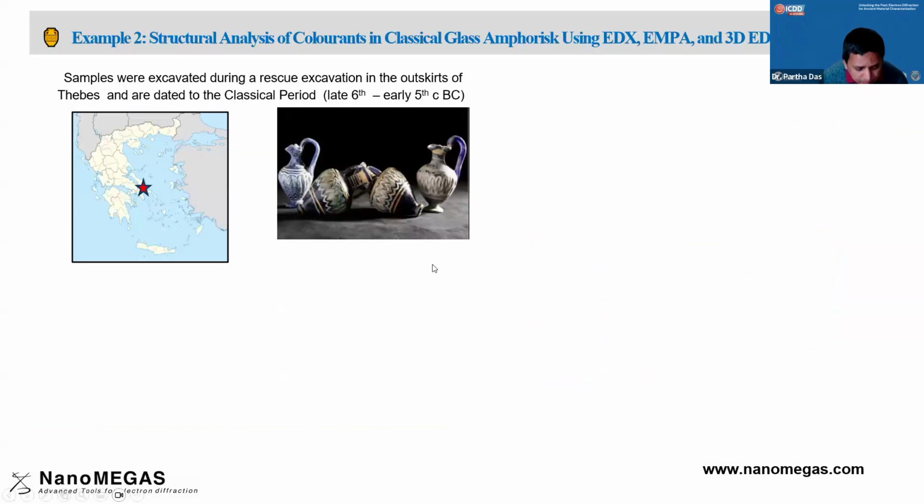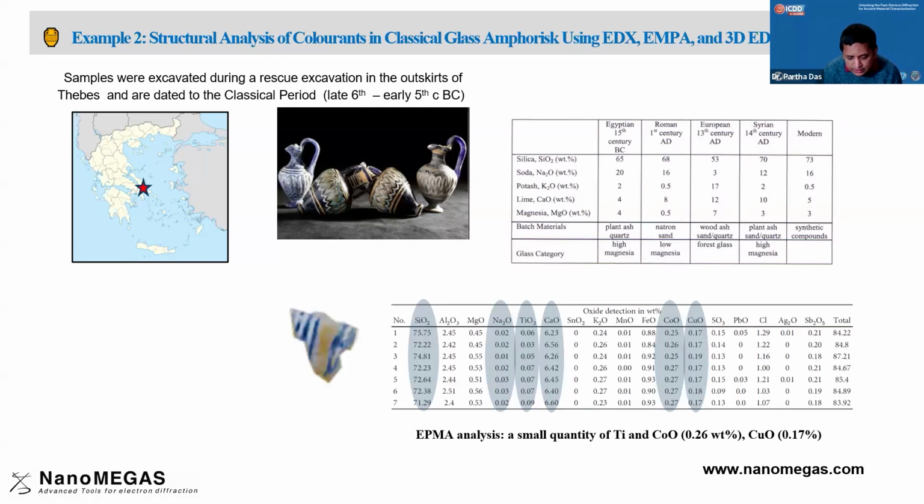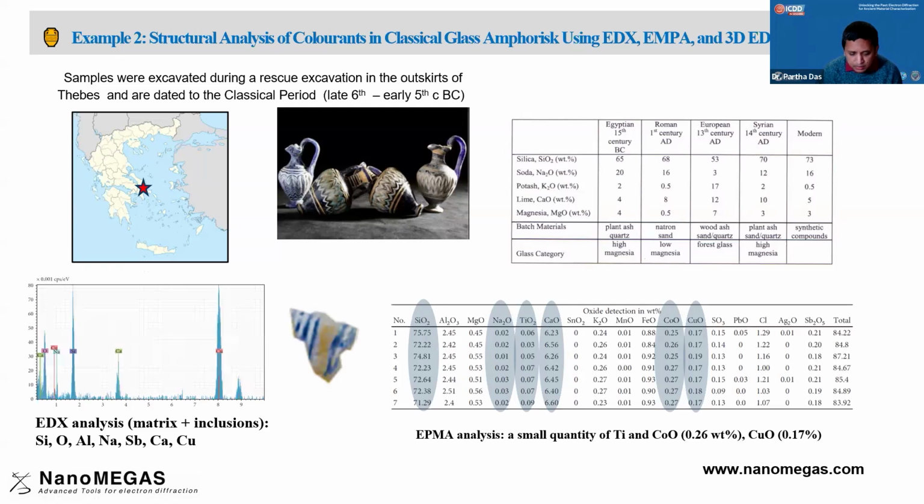So the next example is coming from Greece, which is basically identifying pigments in a 5th century glass amphoriskos, which was excavated in a southern part of Greece. And then the local scientists did some analysis, and then we received the samples. Basically, we used multiple techniques here to characterize the samples: electron diffraction, EDX, and EPMA.